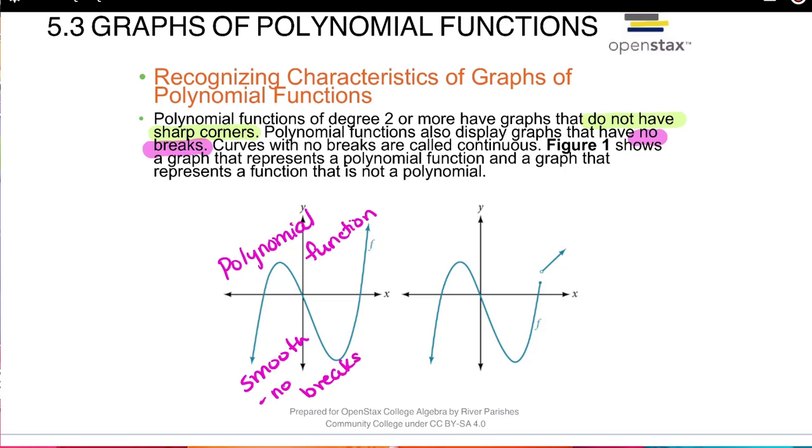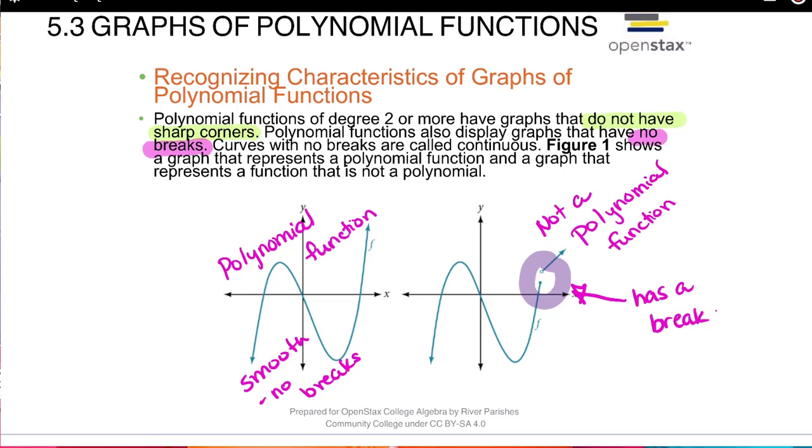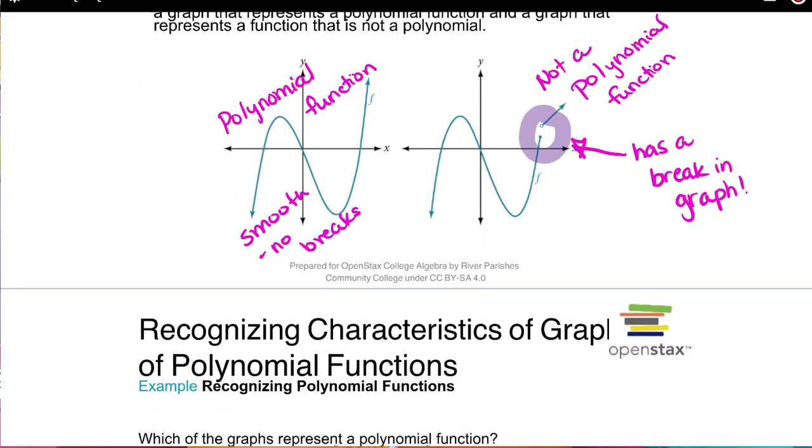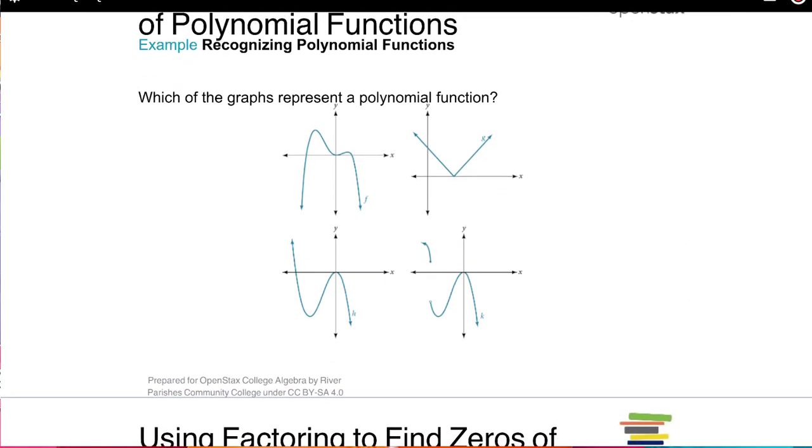But let's look at this one. This one's smooth, but look here. It's broken right there. So this is not a polynomial function due to the breakage here. So it has a break in the graph, so it's not a polynomial function. All right, so why don't you pause the video and look at these 4 graphs and decide which of the graphs are polynomial functions and which ones are not. And when you unpause the video, we will go over the answer.